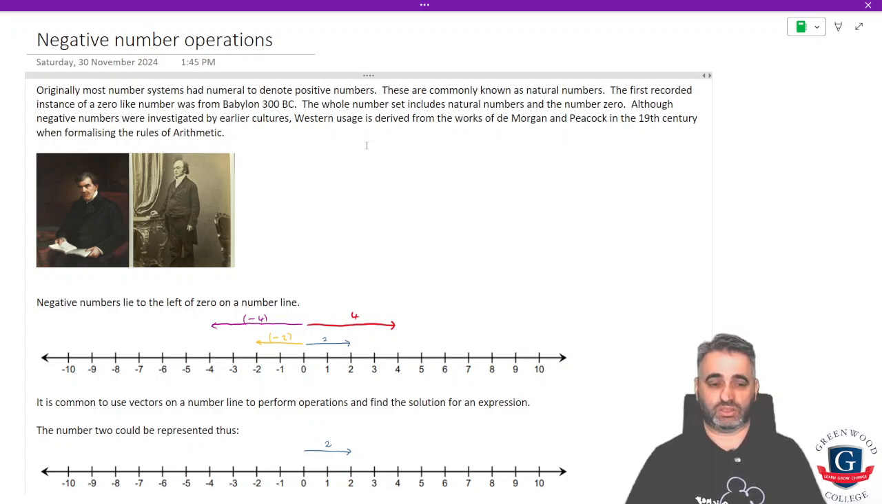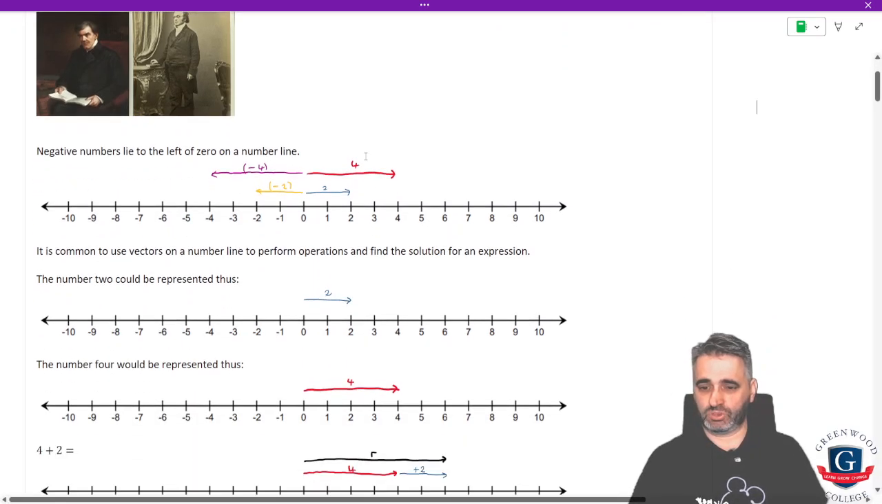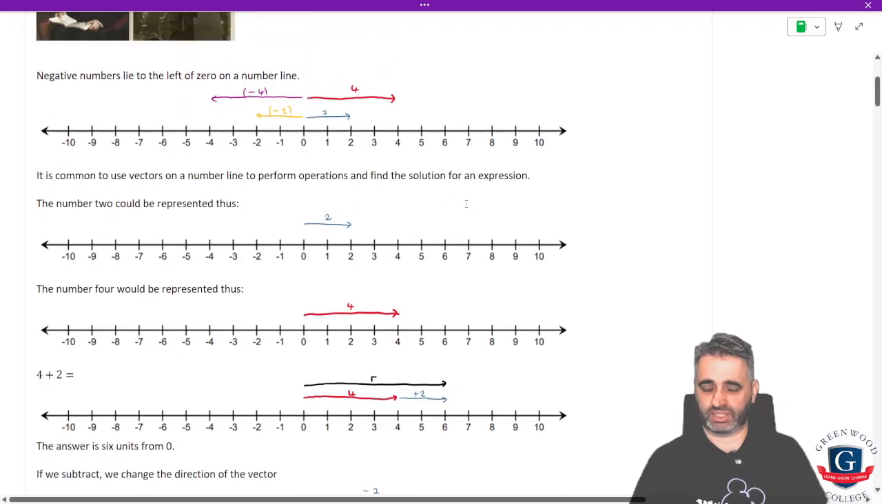The first recorded instance of a number like 0 was from Babylon in the 3rd century BC. So the whole number set, as opposed to the natural number set, includes the number 0. And although negative numbers were included by earlier cultures, Western usage is derived from the work of De Morgan and Peacock, and that was really late. That was only in the 19th century when they were formalizing the rules of arithmetic, and there's some nice pictures of them.